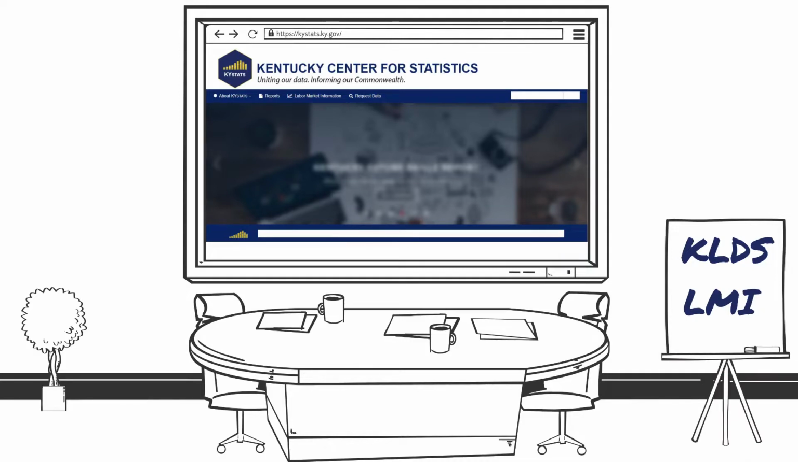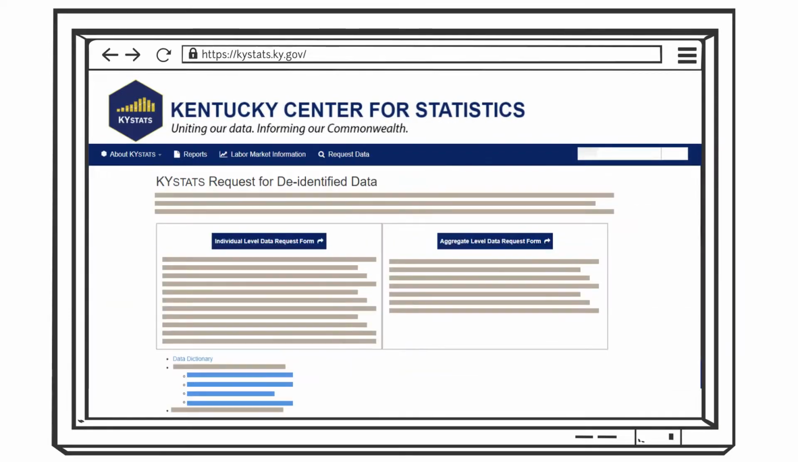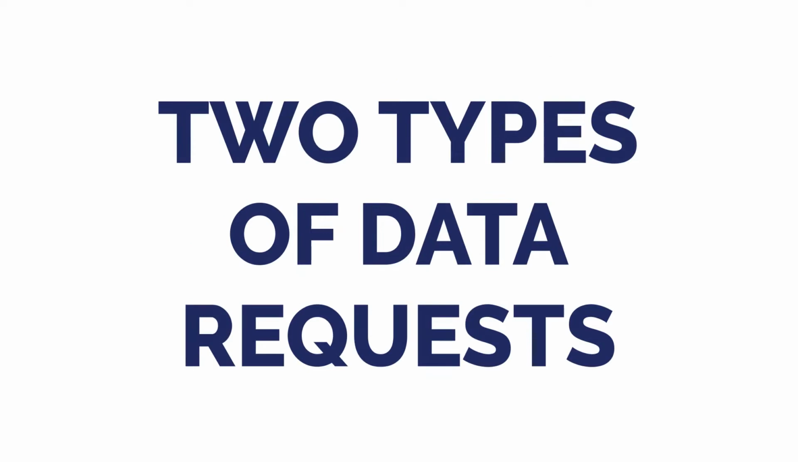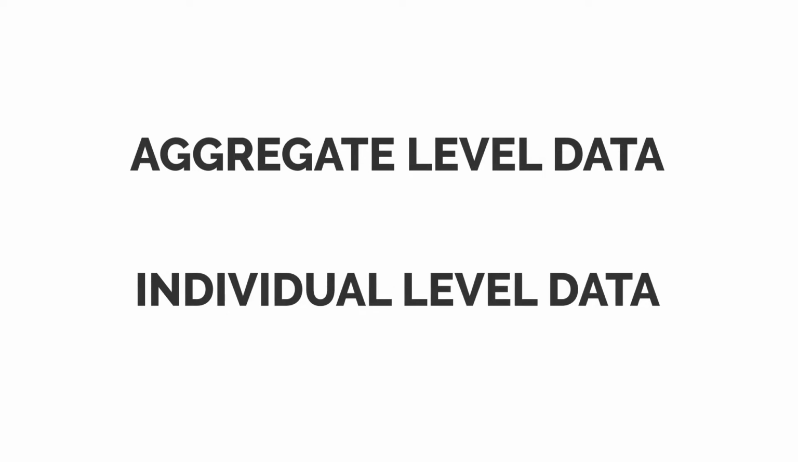To request data, go to kystats.ky.gov. Click on the Request Data option. You can request two different types of data from KYStats: aggregate level data and individual level data. Let's take a closer look at each type of request.